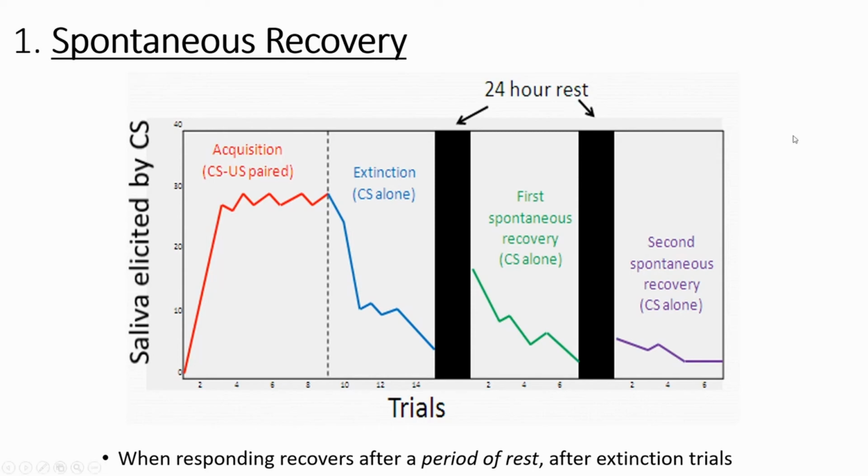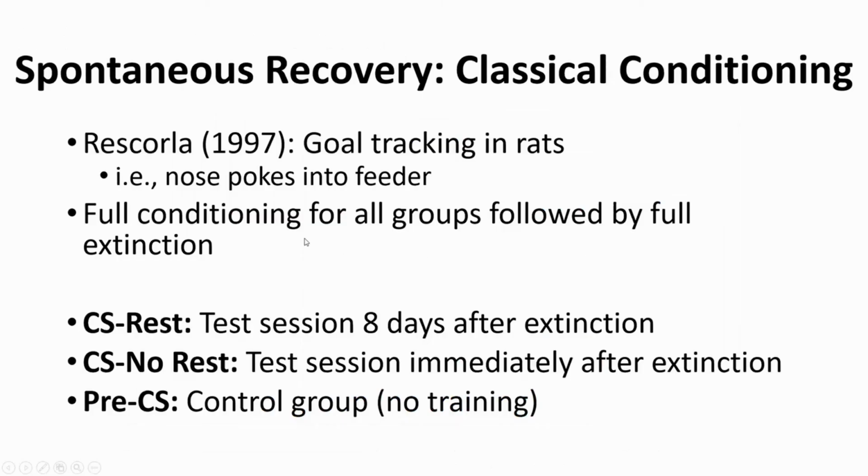So instead of our vague data from here, let's look at a specific experiment that actually looked at this. Again, back in the 90s, we're going to look at Rescorla. That Rescorla from the Rescorla-Wagner model was looking at goal tracking in rats. So basically, how often do they poke their nose into the feeder? The idea here is that if they anticipate that a particular conditioned stimulus is associated with the delivery of food, we should see them poke their noses into the feeder more often whenever that conditioned stimulus plays.